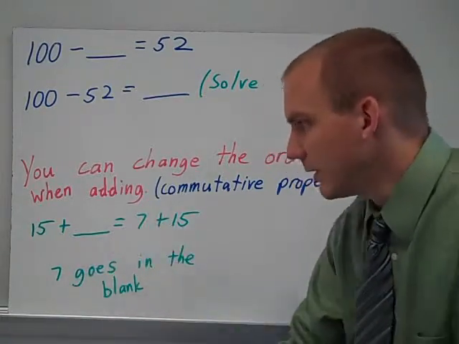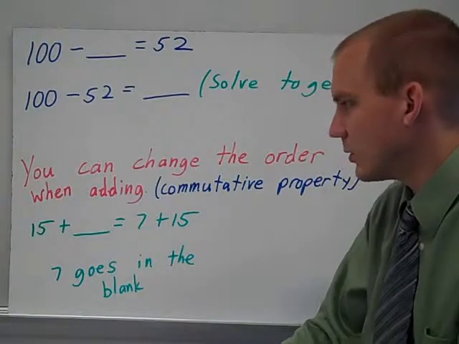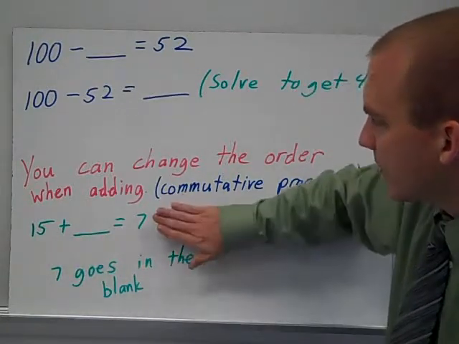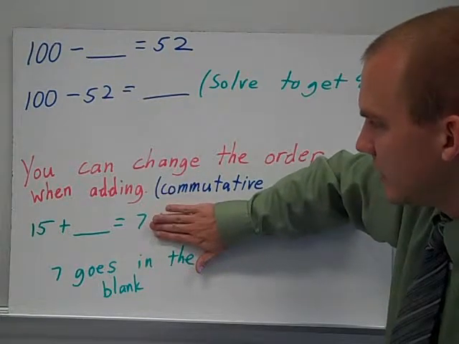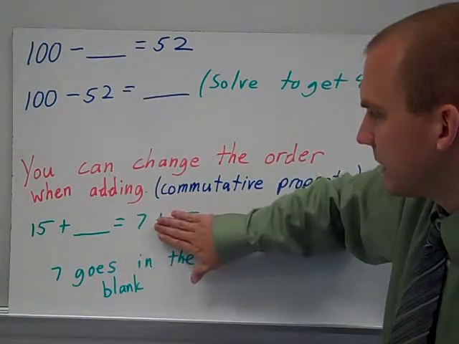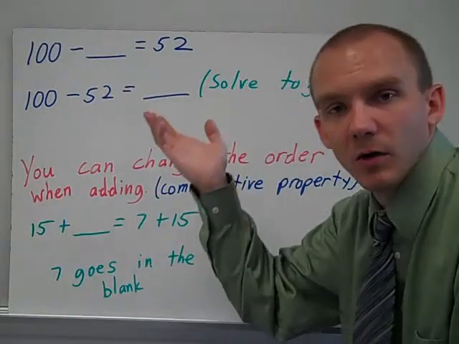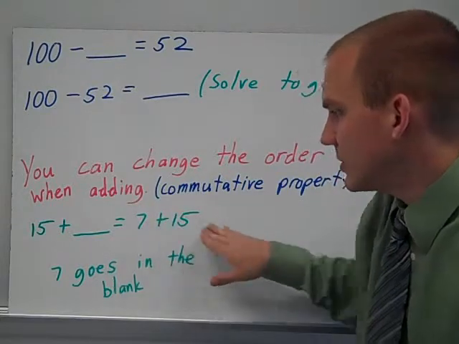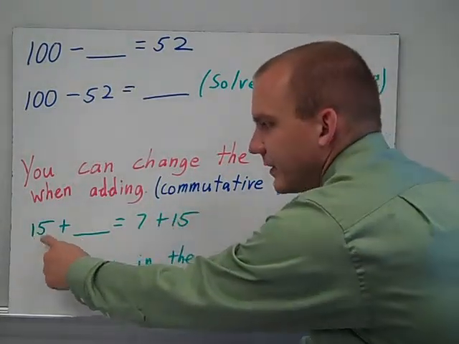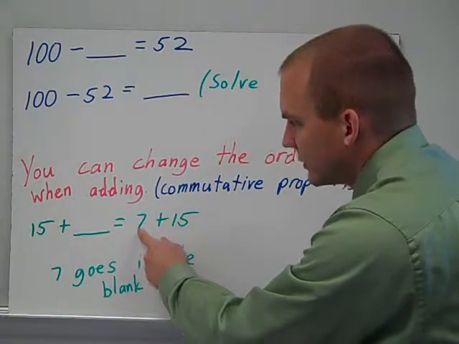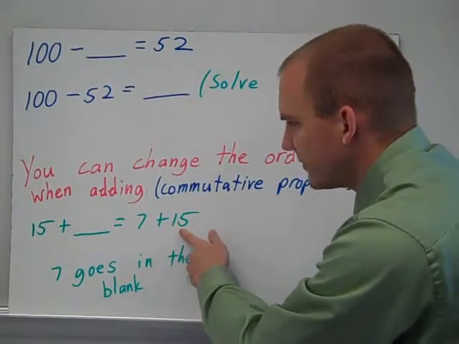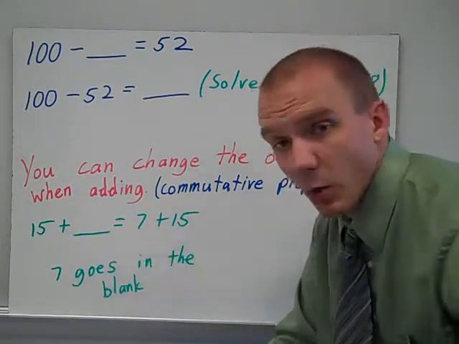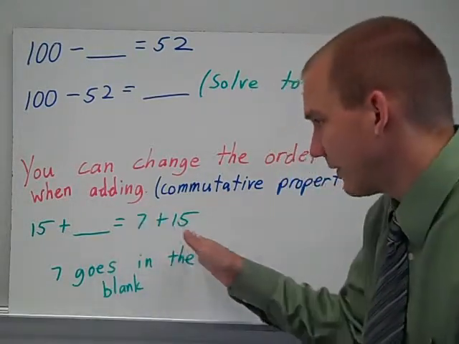A common mistake here is that you might look at this problem and be asked, what goes in the blank? 15 plus blank equals 7 plus 15. And you forget that it says plus 15, and you start thinking, well, 15 plus blank equals 7, and I don't even know. Nothing plus 15 is going to equal 7. So you have to make sure you look at the whole thing. 15 plus blank equals 7 plus 15. Well, 15 is here and here, so the 7 just needs to go there, and it just switched the order, putting the 7 first after the equal sign.